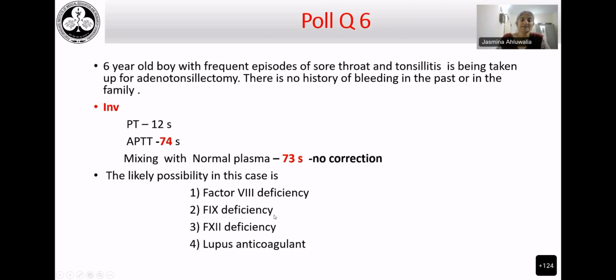Is it a factor 8 deficiency? Is it a factor 9 deficiency? Is it a factor 12 deficiency? Or is there a lupus anticoagulant? Please poll.